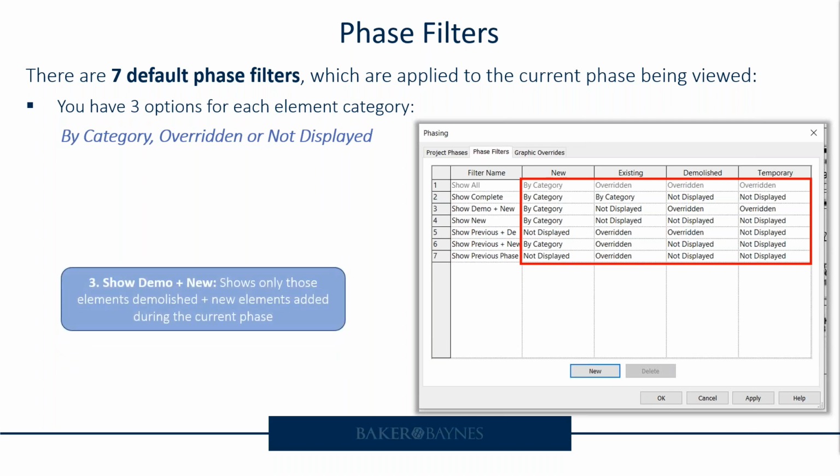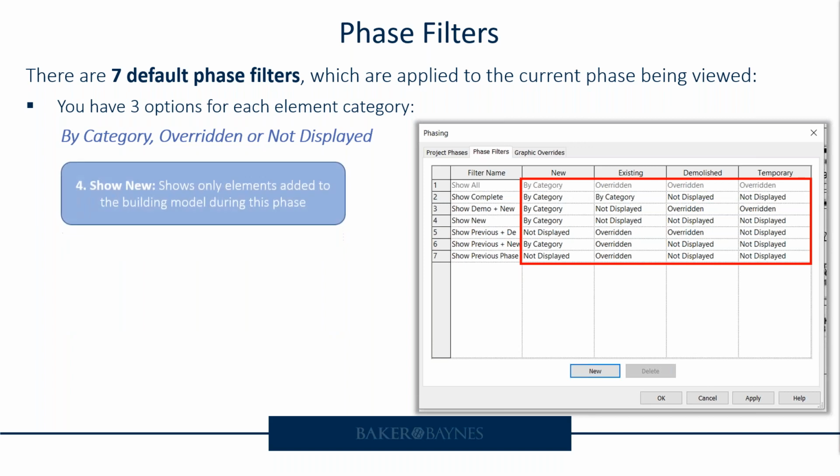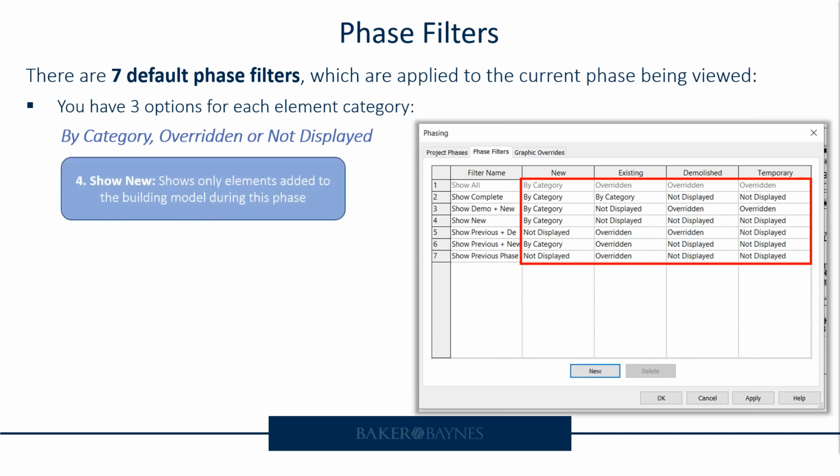Then the next one is show demo and new. In other words, it will only show the elements that are set to be demolished, and then new elements that are to be added to the current phase. Show new is obviously, like the name says, it will only show elements that are added to the building model during the current phase.